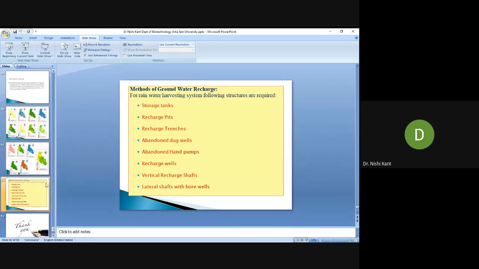With this note, sir, I have completed my presentation. So this is the method of groundwater recharge. For rainwater harvesting systems, the following structures are required: storage tanks, recharge pits, recharge trenches, abandoned dug wells, abandoned hand pumps, recharge wells, vertical recharge shafts, and natural shafts with bore-wells.